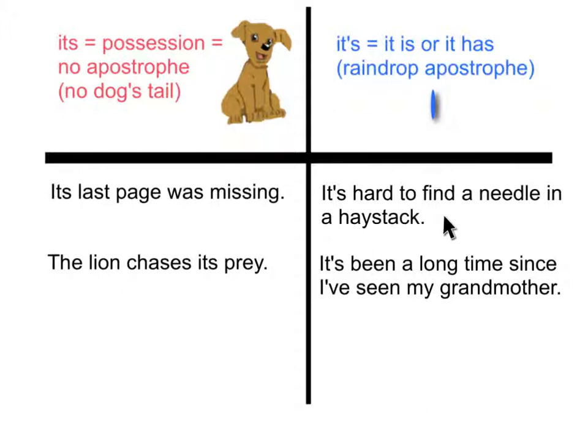In this sentence, its needs an apostrophe because it means it is hard to find a needle in a haystack. In this sentence, it's been a long time since I've seen my grandmother. It's needs an apostrophe because it means it has. It has been a long time since I've seen my grandmother.